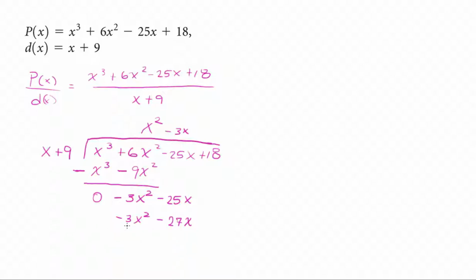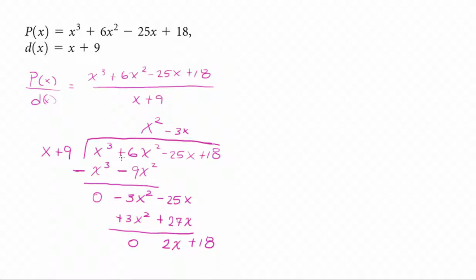Now, since we're subtracting, like I said, change all the signs immediately. So plus here, plus here. Negative 3x squared plus 3x squared is 0. Negative 25x plus 27x is 2x. Then you lower the next term, which is 18.